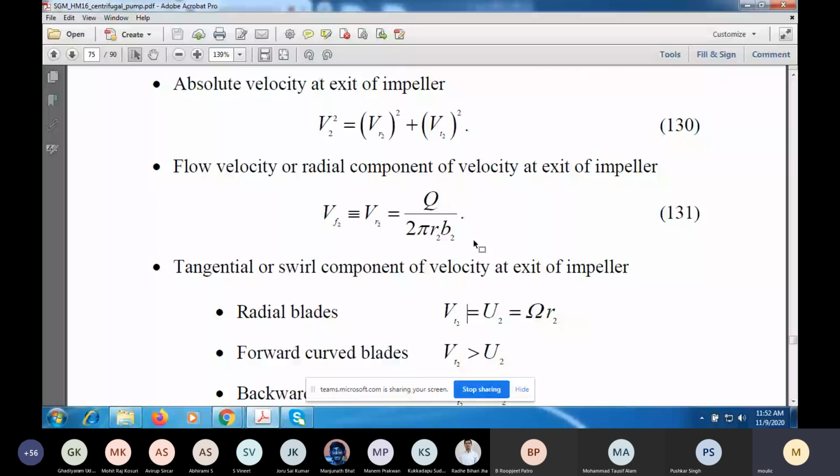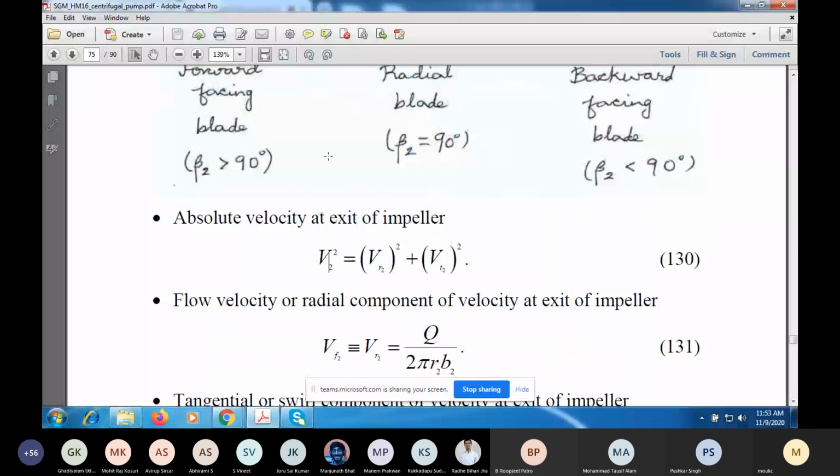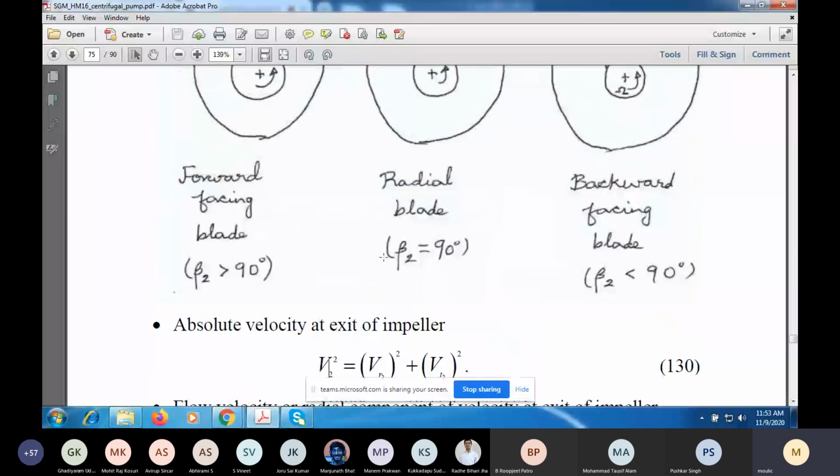And let us compare 3 pumps, one with a radial blade, one with a forward curved blade, and one with a backward curved blade, which is running at the same angular speed and the flow rate is the same. In that case, Vr will be the same, but Vt will be different, so the V square will be different. And V square at the outlet will affect the efficiency of the pump, because the larger the V square, the larger will be the losses in the volute or scroll casing. So which will have a larger V2?